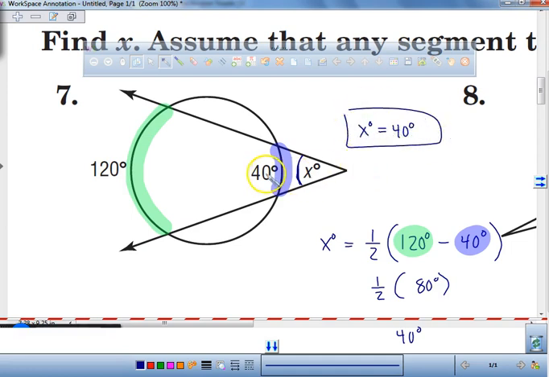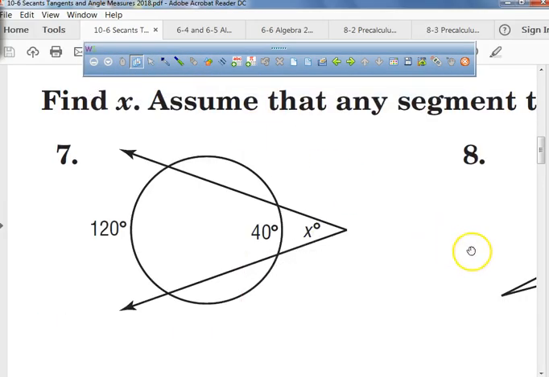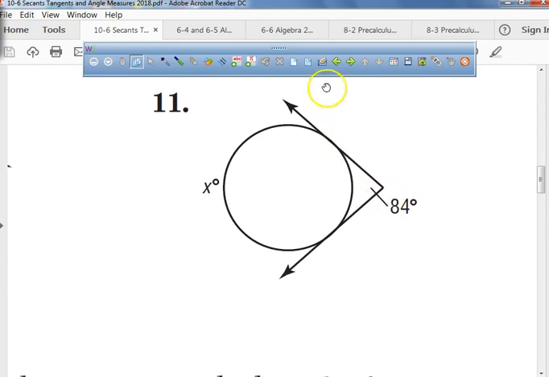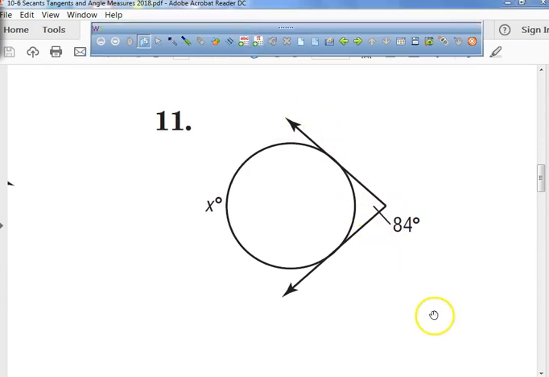Now, it's not always going to match this, okay? You just happen to match it this particular time. So just because that's 40 doesn't mean this is 40, okay? The process is this. You take the big arc and you take away the small arc, and then you take half of it. Always? Always. Okay? Now we're going to do one that's a little bit trickier. We're going to do problem number 11. So if you would, please put problem number 11 in your journal, and we'll show you how to do this problem.